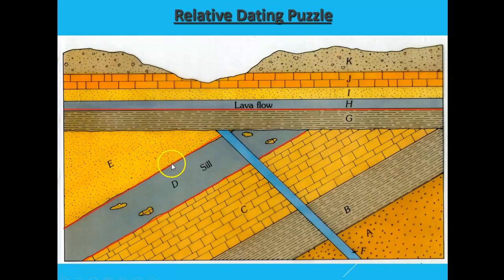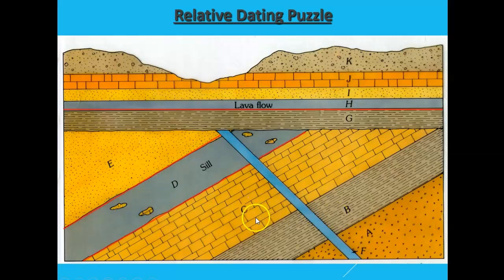Same with the baked zone. I can't bake E unless it's already there. So I have to go A, B, C, E. And then somewhere off of this diagram, molten rock started to come up from deep in the earth, found a weakness between these two layers, C and E, and oozed its way in between here. It melted some of this stuff, and it incorporated a few pieces, and it baked them.